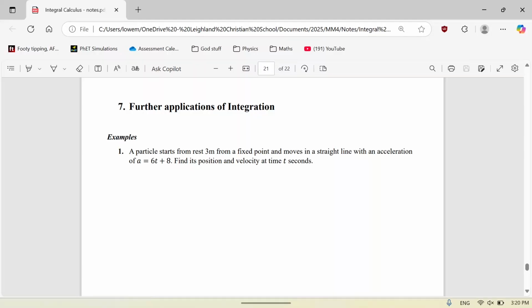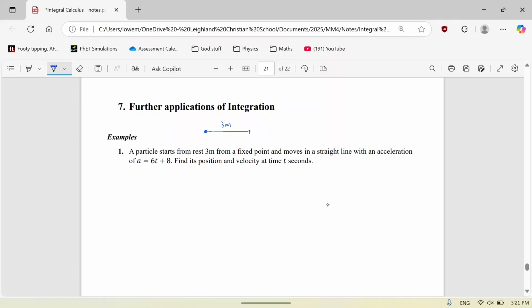So here we have a particle starting from rest, and it is 3 meters from a fixed point. If we think about this might be the fixed point, then 3 meters from that fixed point might be, say, here. And it's moving in a straight line with an acceleration of a equals 6t plus 8. We want to find its position and its velocity at time t seconds.